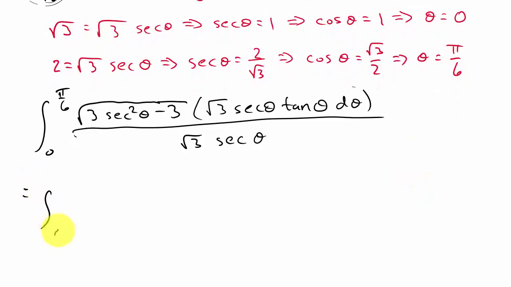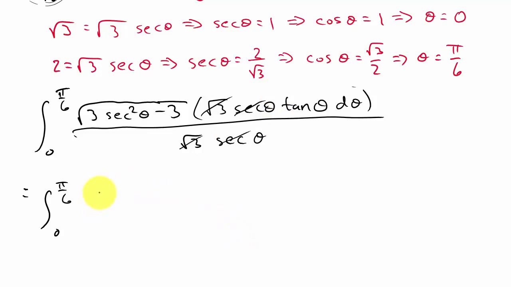So this is going to give us 0 to pi over 6. Okay, now look at this. You see how this square root of 3 and this square root of 3 cancel. Okay, we could cancel that, and we can also cancel the secant thetas here. Okay, we can cancel the secant theta. Alright, so let's see what we've got. Secant theta and secant theta cancel.